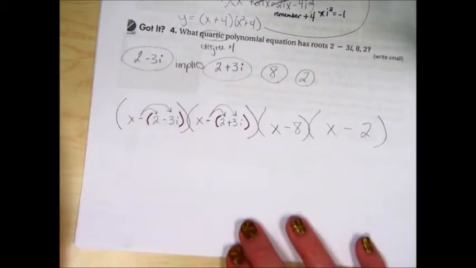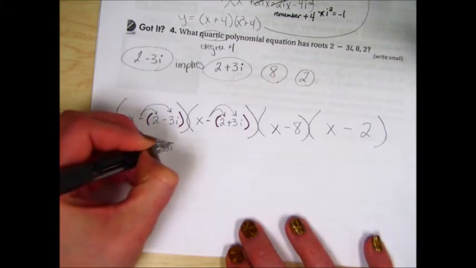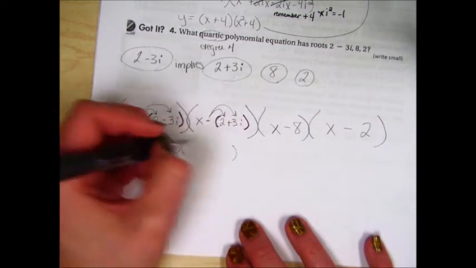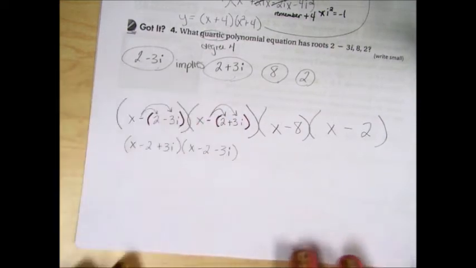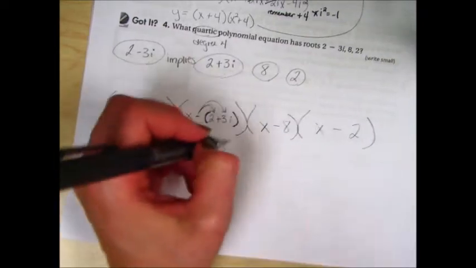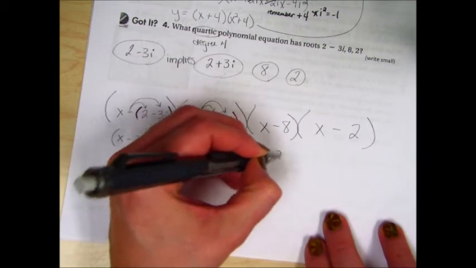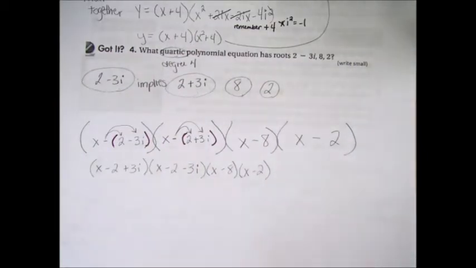Because we have to distribute our negative in and rewrite it one more time. So this first parenthesis becomes x minus 2 plus 3i by distributing our negative in. This parenthesis becomes x minus 2 minus 3i when we distribute our negative in. And this parenthesis becomes x minus 8, and they stay at x minus 2. The next step we have to do is FOIL all of these things together.